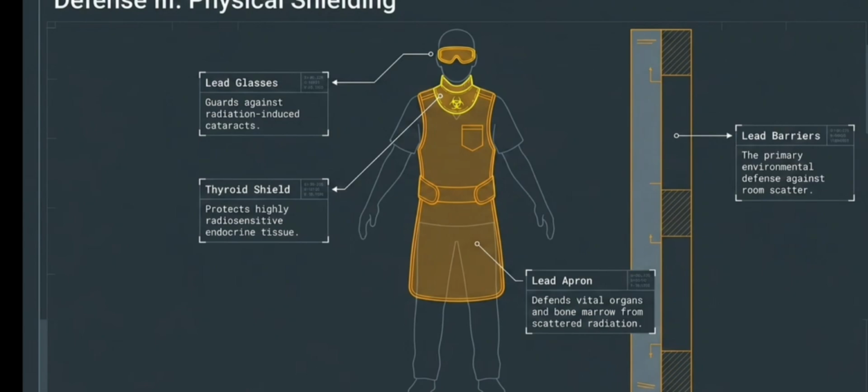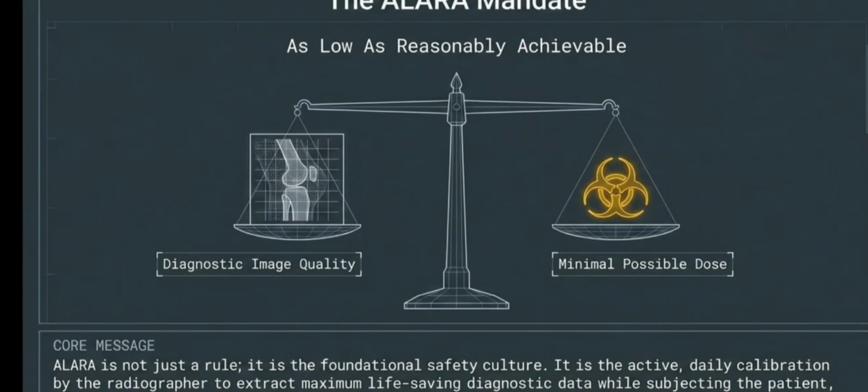Then third, physical shielding. Proper PPE is not optional. It is our armor. Lead glasses are essential to guard against radiation cataracts. The thyroid collar protects highly radiosensitive endocrine tissue. The lead apron defends our vital organs and bone marrow from scattered radiation. Finally, structural lead barriers serve as our primary environmental defense against room scatter.